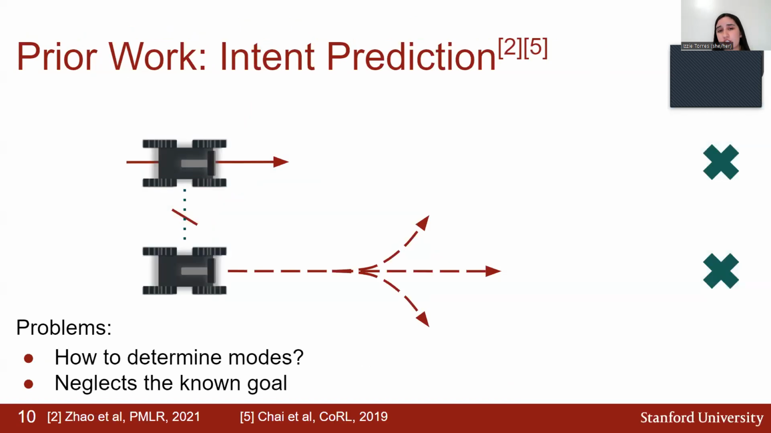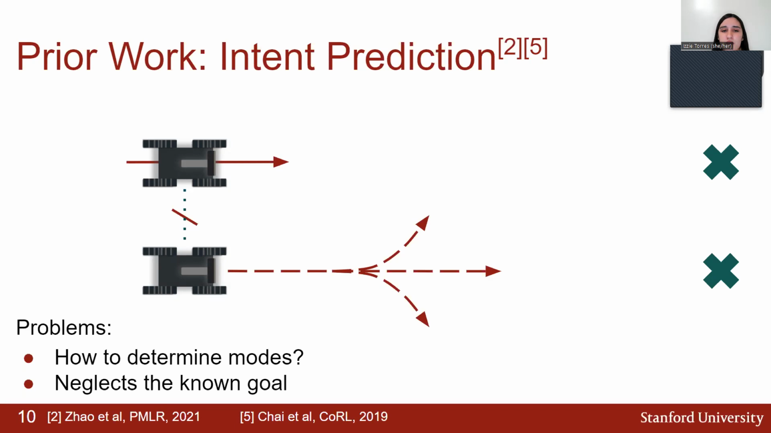Another area of research we looked at was intent prediction. This has mainly been done in self-driving cars, where you can consider a case where a car is coming to an intersection on a road, and it can go straight, left, or right. And the autonomous car wants to predict where that car might go so that it can avoid a collision with it.